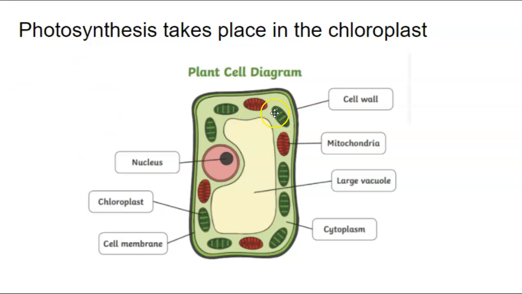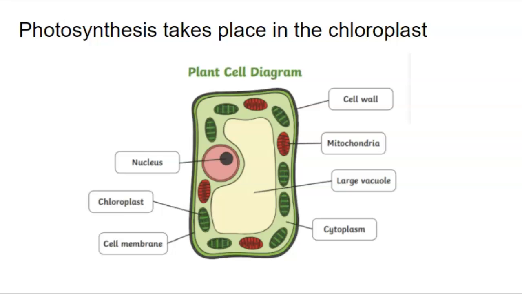The chloroplasts are these green guys inside of a plant cell. And remember, animal cells do not have chloroplasts. They need to eat food in order to obtain their energy. Plant cells, on the other hand, are making their own food, their own sugars, and that's why they have those chloroplasts.